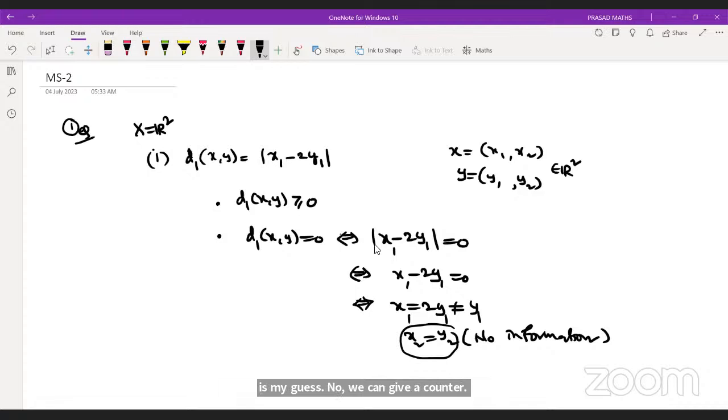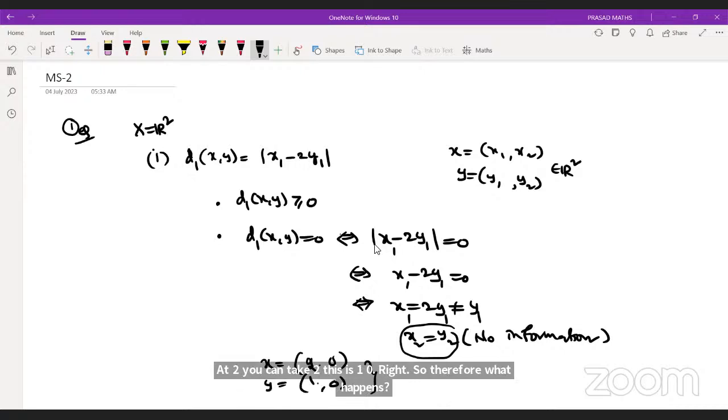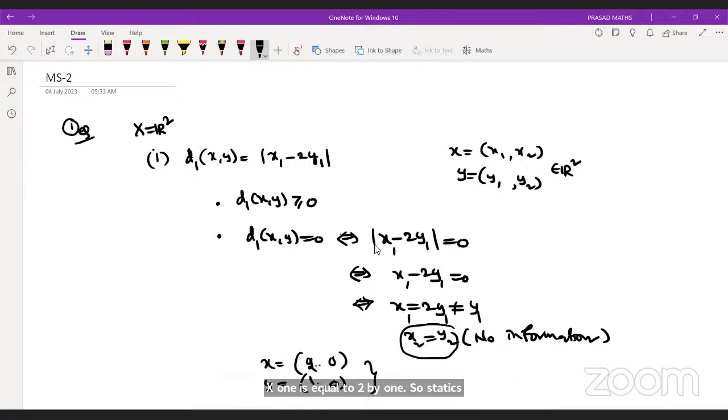So suppose I am going to take, suppose x is equal to 1, 0. Y is equal to, or 2, you can take 2. This is 1, 0. Right? So therefore, what happens? X1 is equal to 2y1. So it satisfies. This is x1, this is y1. X1 is equal to 2y1. Here, so clearly x not equal to y.